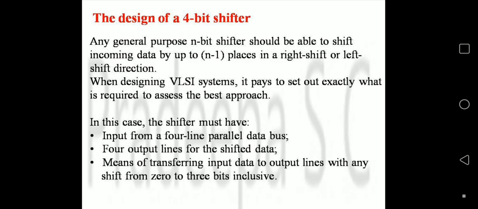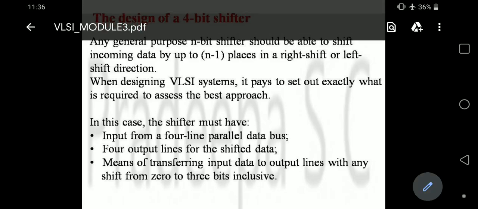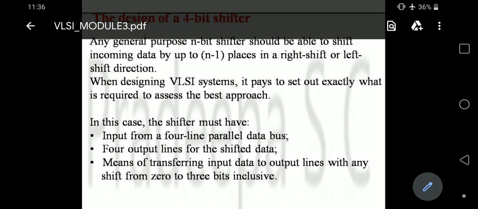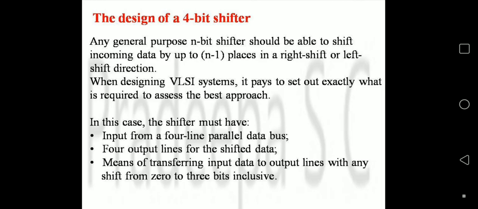Here, an n-bit shifter should be able to shift incoming data by up to n minus 1 places, either in a right shift or left shift. We further specify that all shifts should be on an end-around basis, so that any bit shifted out at one end of a data word will be shifted in at the other end of the data word.